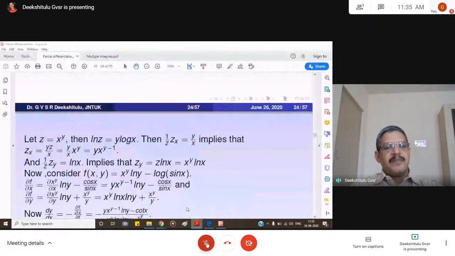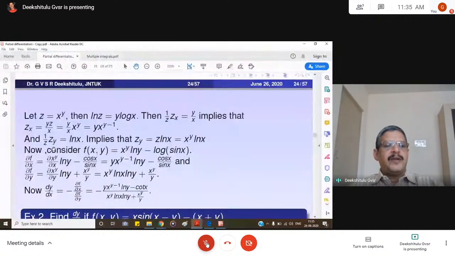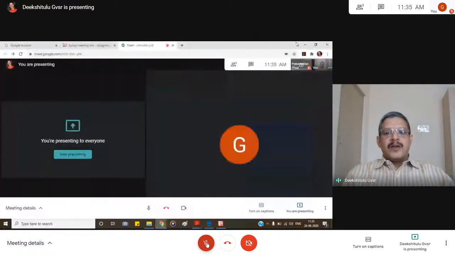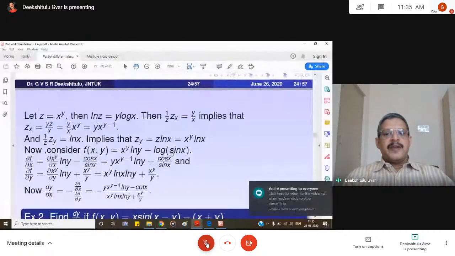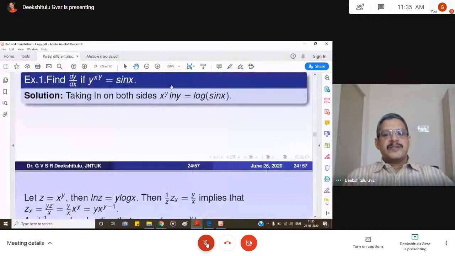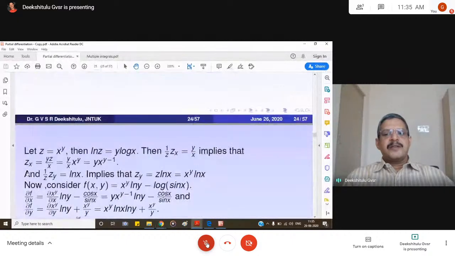So (1/z)(∂z/∂y) = ln x implies z_y = z ln x, or x^y ln x. Now consider f(x, y) = x^y ln y − log sin x. So all the required results we have completed till now.